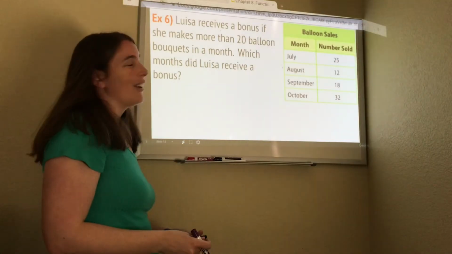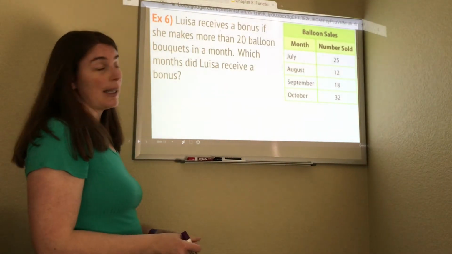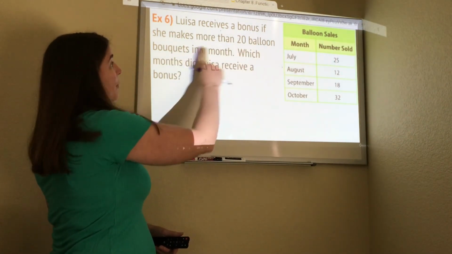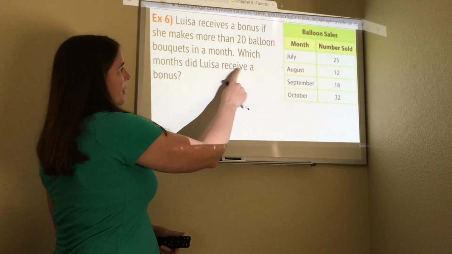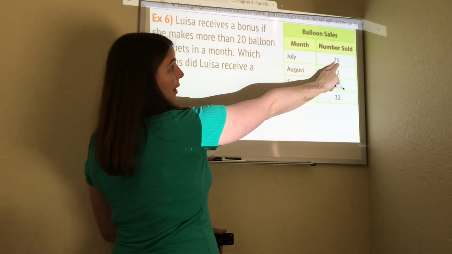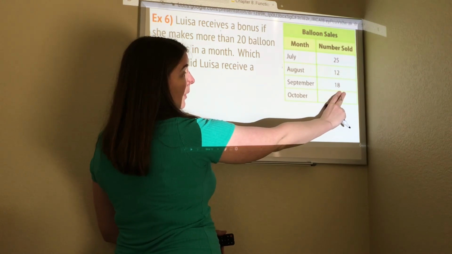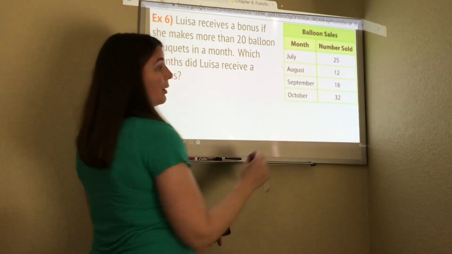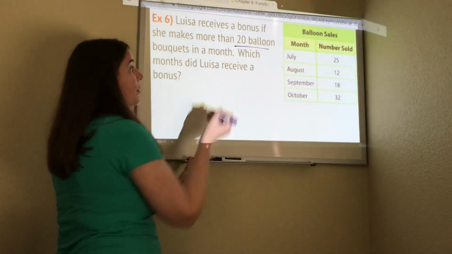All right, so we have one more example. So example 6, let's go ahead and read it together. Lisa receives a bonus if she makes more than 20 balloon bouquets in a month. Which months did Lisa receive a bonus? So here you can look at her balloon sales. She sold 25 in July, 12 in August, September she sold 18, and October she sold 32. So we need to figure out that you need more than 20 balloons.